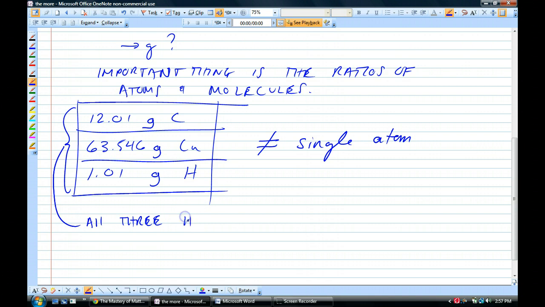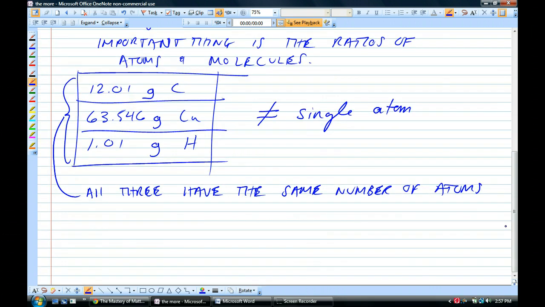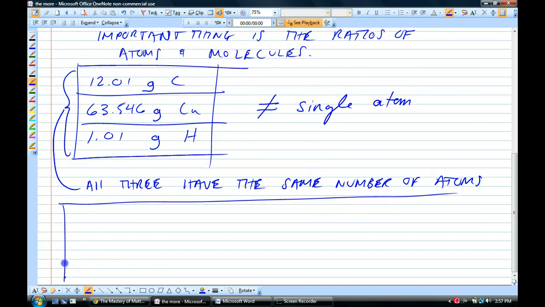All three contain or have the same number of atoms. All three of those have the same number of atoms. Now let me prove that to you. Okay, I'm going to make a little table.